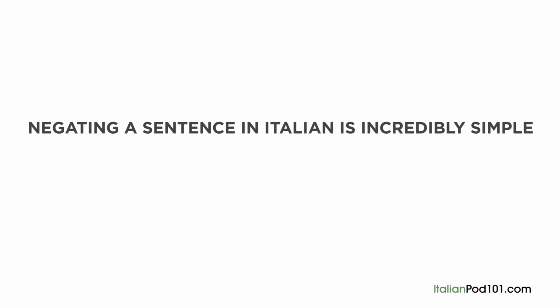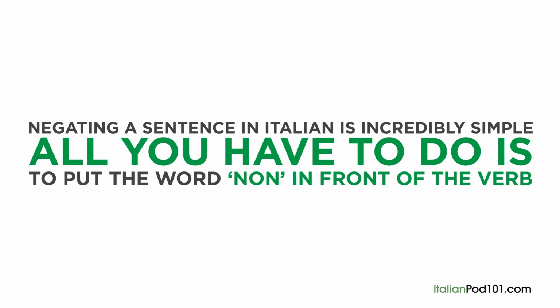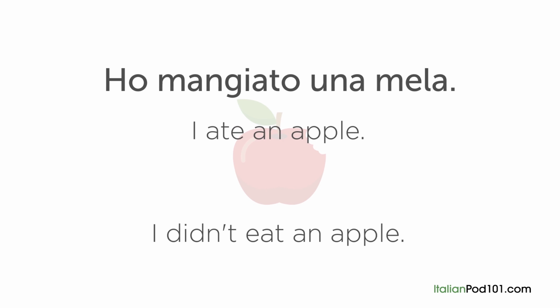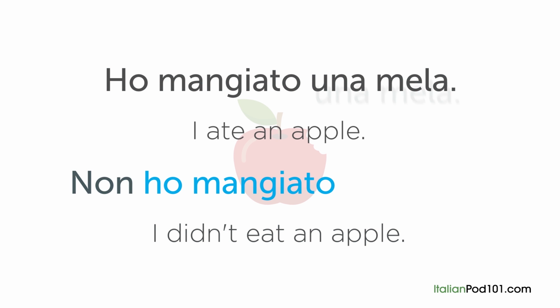Negating a sentence in Italian is incredibly simple. All you have to do is to put the word non in front of the verb. Let's go back to the original example, I ate an apple. The verb here is ate, or Ho mangiato. In Italian, ho mangiato una mela. To make this sentence negative, simply add non before the verb ho mangiato. Non ho mangiato una mela.